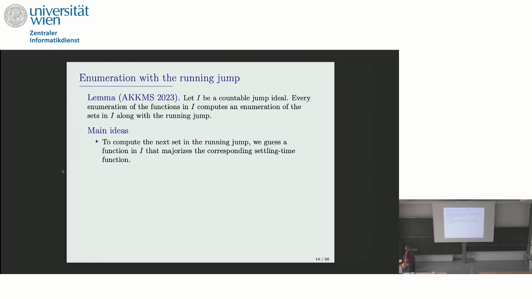To compute the next set in the running jump, we guess a function in I that majorizes the corresponding settling time function. The settling time function tells you, for things that are actually going to enter the jump, how long you have to wait to see that. And there's a minimal monotone function that does that. If we're wrong, in other words, we guessed a function that was too small, so we thought, oh, this doesn't go into the jump, we were wrong. Well, there's an injury and a new guess.